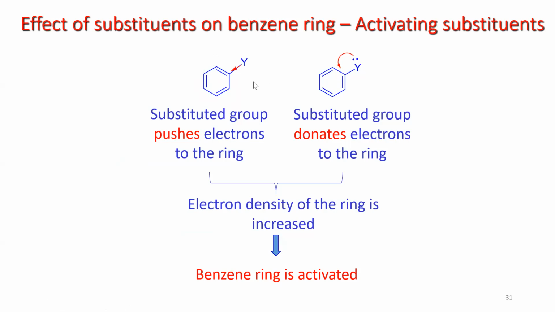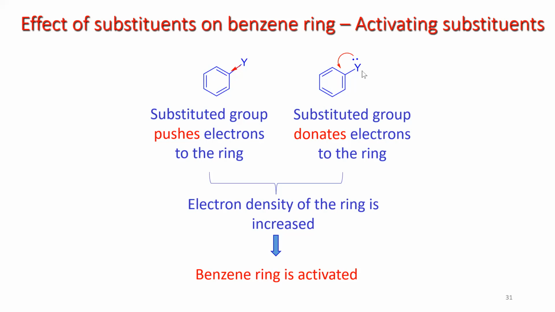Consider the benzene substituted with another group, like this. If this Y is a substituent pushing electrons towards the benzene ring, as I have indicated with this red arrow, Y is pushing electrons to the ring. Now, you already know this benzene ring is an electron-rich place. Density of electrons is more. So it pushes electrons, and the electron density is going to be higher than the earlier benzene ring, right?